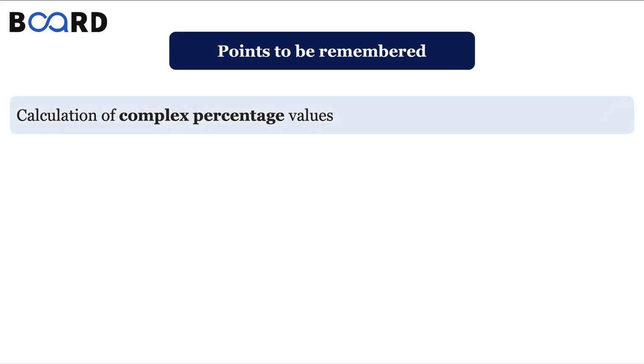The third point, this is the most important thing in data interpretation: calculating complex percentage values quickly, right? If you have already gone through the videos of percentage, profit and loss, there you must have seen how we calculate percentages in a different way by taking ratio, not like how we used to do back when we were in class 8, 9, 10. So we have a completely different method now to calculate percentages.